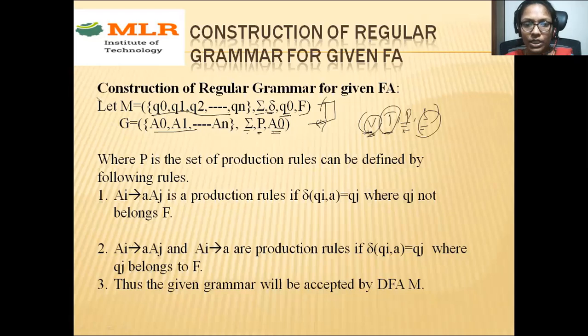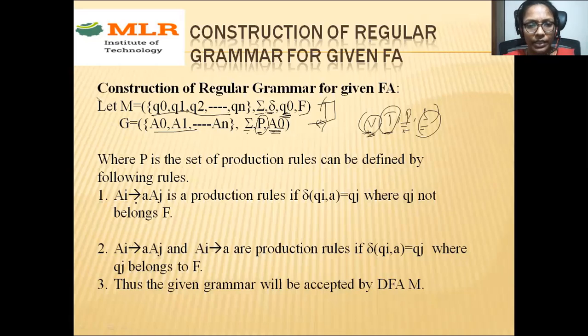And coming to T, terminals, same as sigma, that means the set of input symbols. And coming to A0, which is nothing but the initial state. Whatever initial state you're using for your finite automata, the same thing we can consider here as the start symbol. The only problem is with P, the production rules. If I have the transitions, how do I transform them into production rules by following these rules?